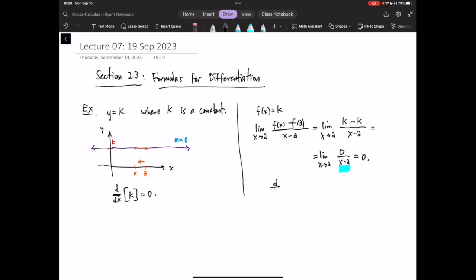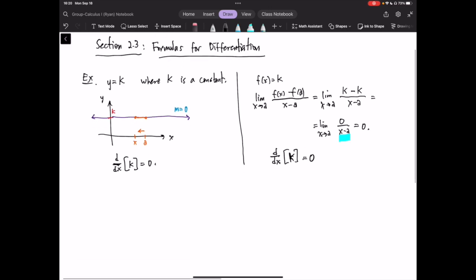And so either way we do it, whether we think geometrically or we compute this limit using the limit definition, we're going to get that the derivative of a constant k is always equal to 0. So from now on, if we want to take the derivative with respect to x of something like the number pi, well, pi might be an interesting number, but it's a constant, right? So the derivative of any constant is always equal to 0.